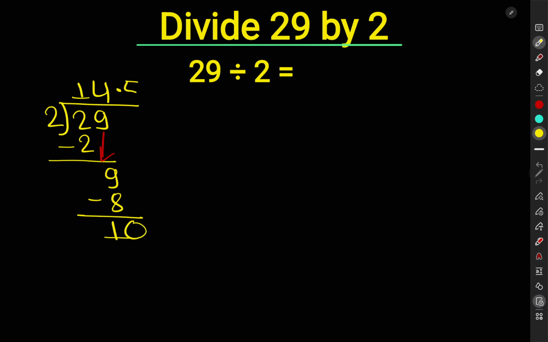So 2 times 5 means 10. On subtracting we get 0. So 29 divided by 2, we get 14.5.